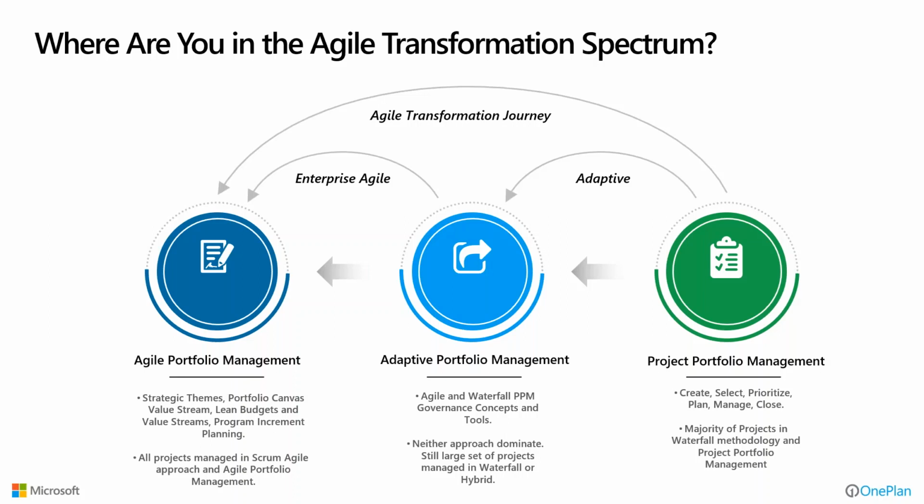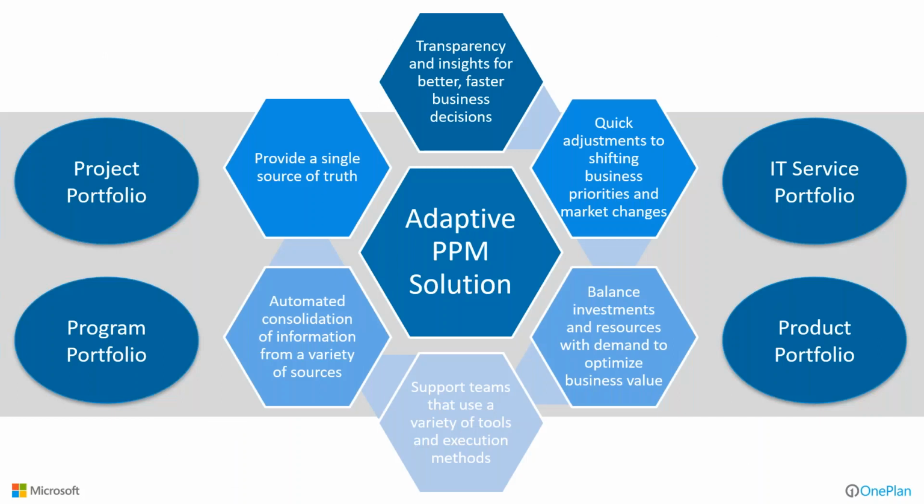But the idea is that wherever we are in this journey, we have to be effective and we have to be able to manage our portfolios of work. So an adaptive PPM solution not only accommodates different work methods, but also a variety of different portfolios. So if you think about, I talked about work is coming from everywhere. We've got project portfolios. There may be specific program portfolios. There may be IT service portfolios or product portfolios, which are some of the common ones we see there.